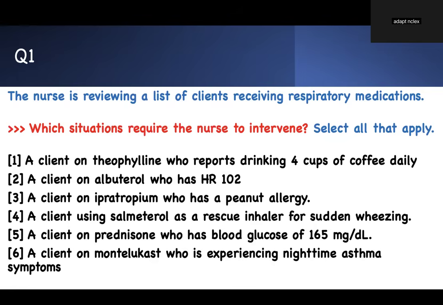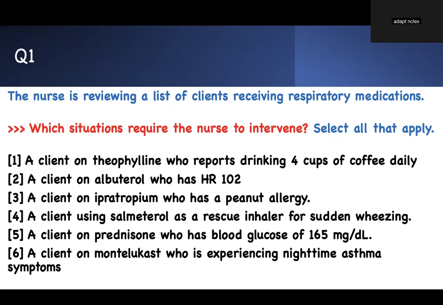A client on albuterol who has a heart rate of 102. What is going on? Albuterol is a beta agonist. It will speed things up. You expect the heart rate to go up. 102 is not that bad. We don't need to intervene. Ipratropium, the client who has a peanut allergy. Ipratropium is an anticholinergic used in acute situations of asthma. If you're allergic to peanut, you cannot take it because some of the components have peanuts in them. Therefore, you should not take it.